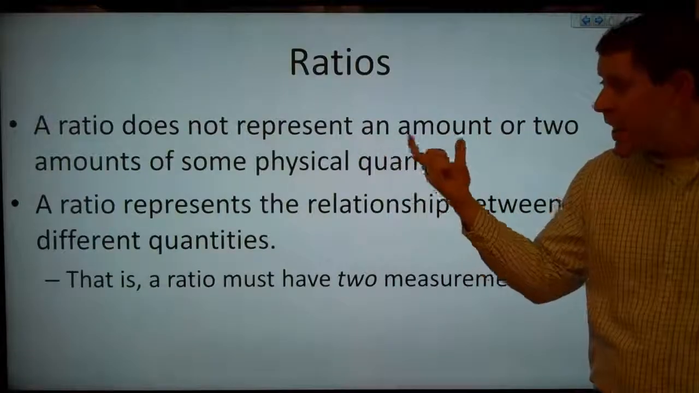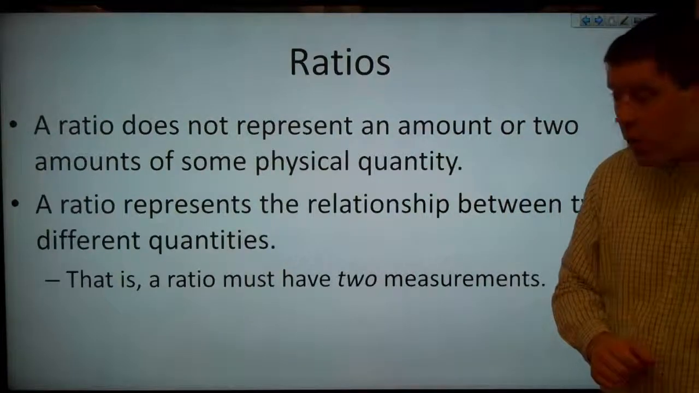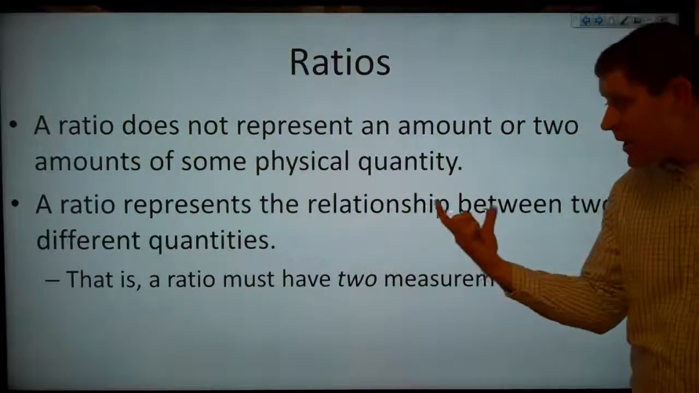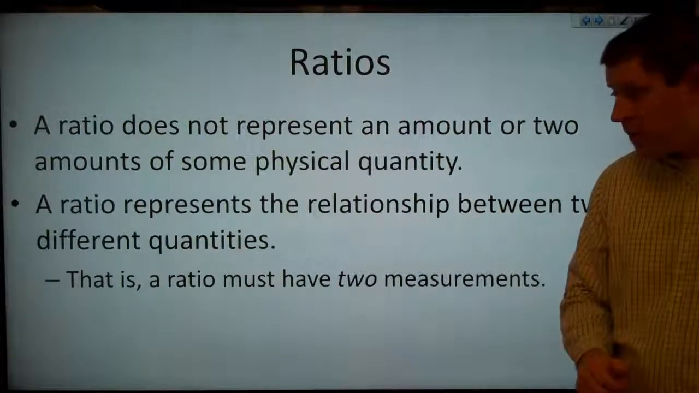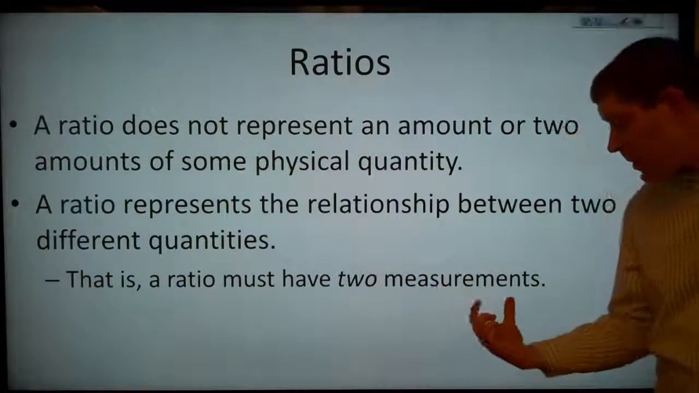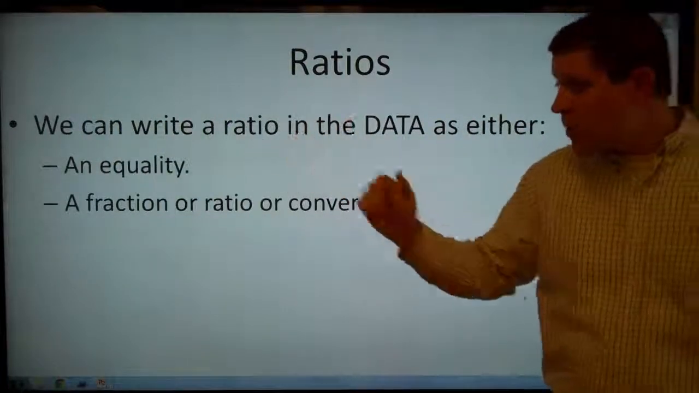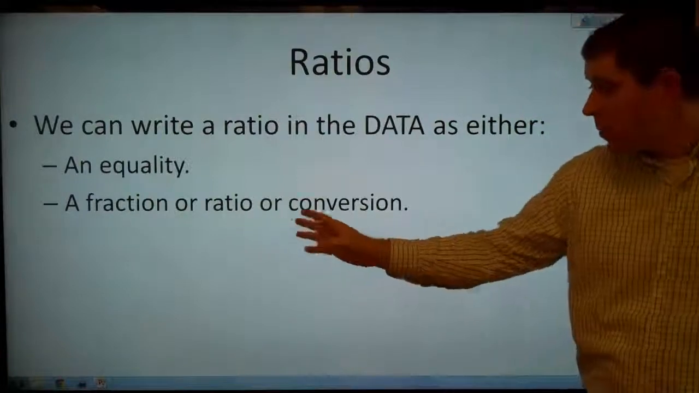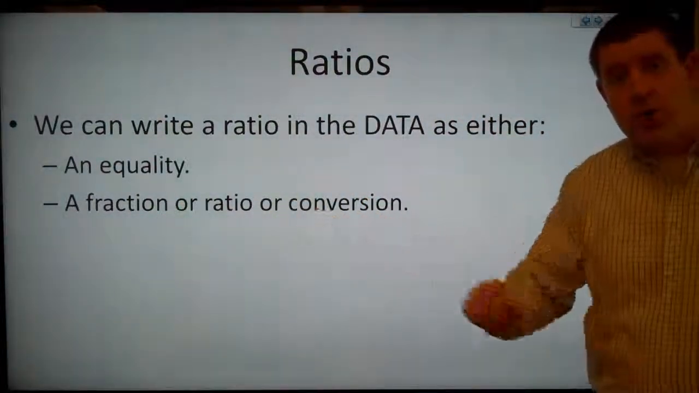A ratio does not represent an amount or two amounts of some physical quantity. Instead, the ratio represents the relationship between two different quantities. That is, a ratio must have two measurements to it. And so we can write a ratio in the data section as either an equality or as a fraction or ratio or conversion. And these terms, fraction, ratio, conversion, those are all equivalent.